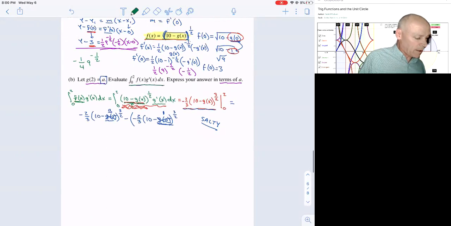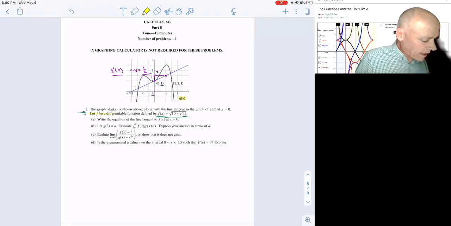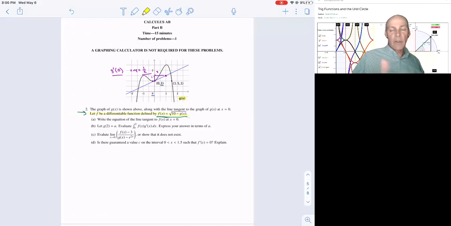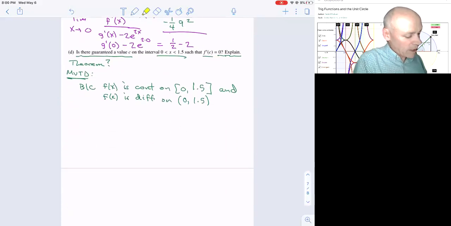So I'm looking up here. Hey, look at that. Let f be a differentiable function defined by that. So they're telling me it's differentiable. I also know it's continuous. Sweet, so I've met those two. Because of those two, here comes the conclusion.